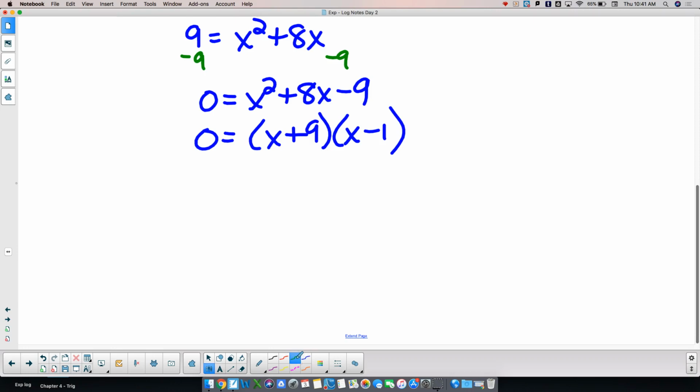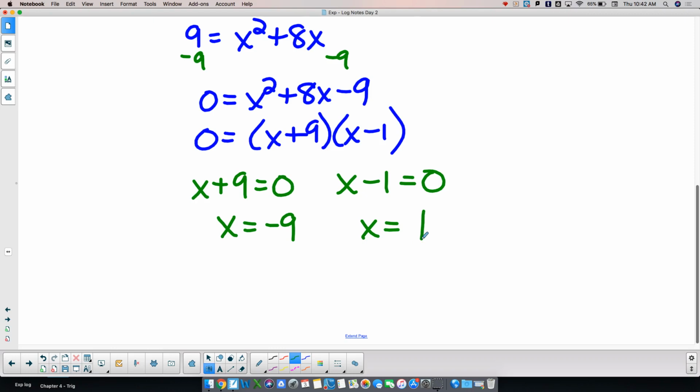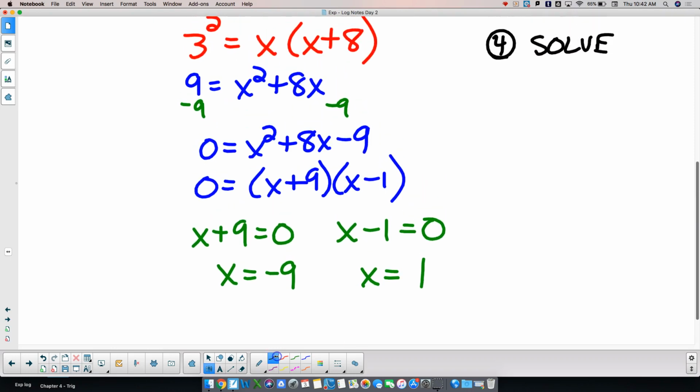Then I need to set my factors equal to 0 and solve those. And then lastly, I need to check my work. Especially in these, I need to check my work, because this is the most likely spot for an extraneous solution.